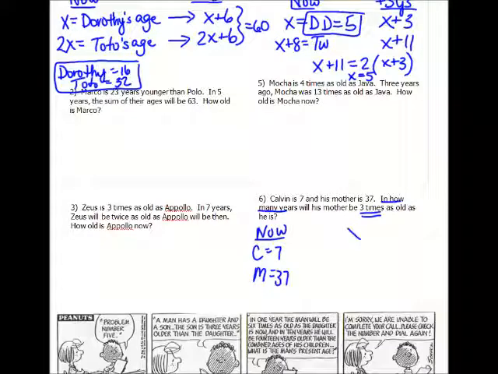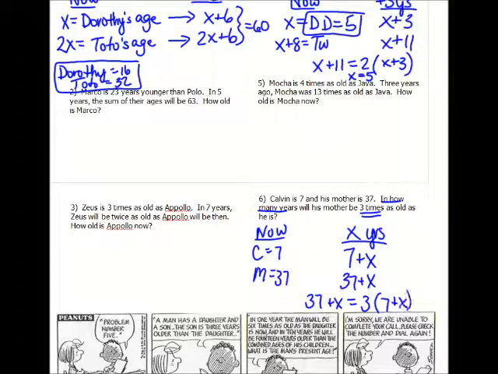In how many years? Okay, X years. Calvin will be 7 plus X, and mom will be 37 plus X. And I want to know, in how many years will his mother be 3 times as old as he is? So mom will be 3 times as old as Calvin. Okay, and then you can solve that.